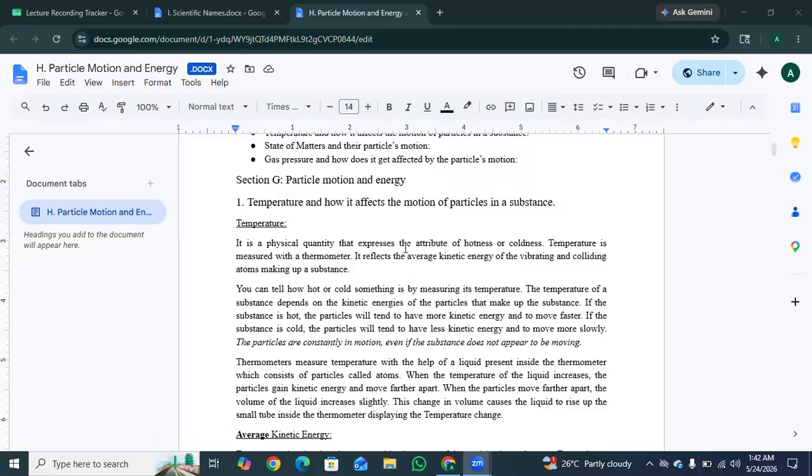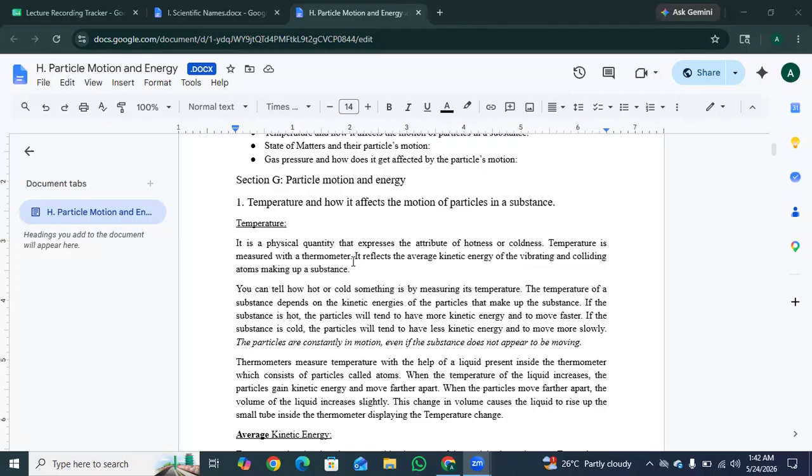Hey students, so today we are going to discuss the topic of particle motion and energy. And the first subheading is temperature and how it affects the motion of particles in a substance. So, what is temperature? It is a physical quantity that expresses the attribute of hotness or coldness.